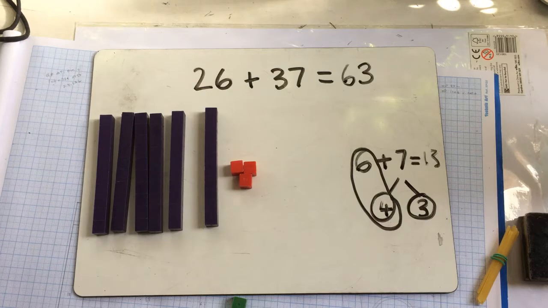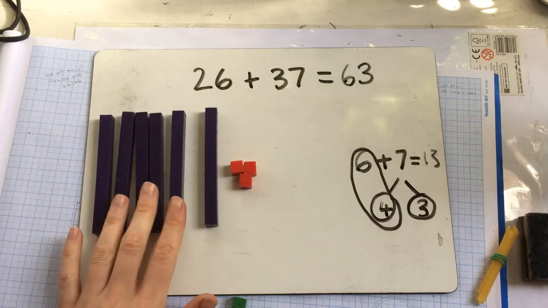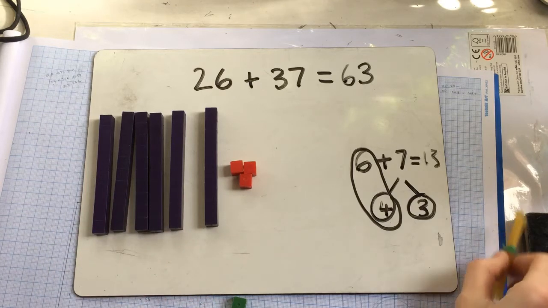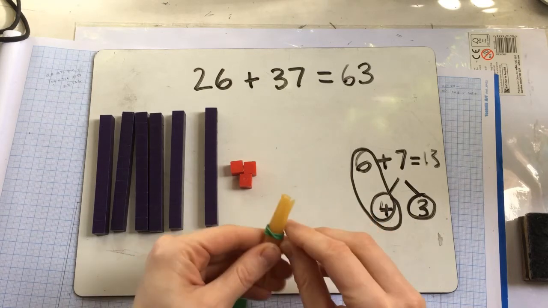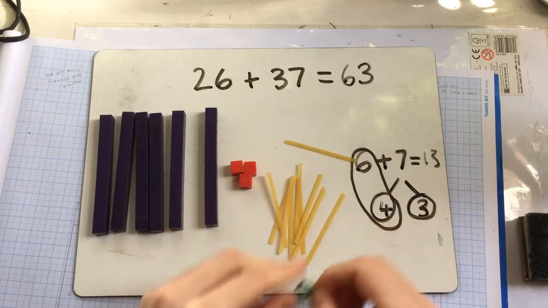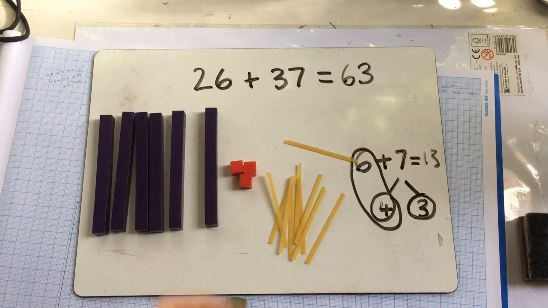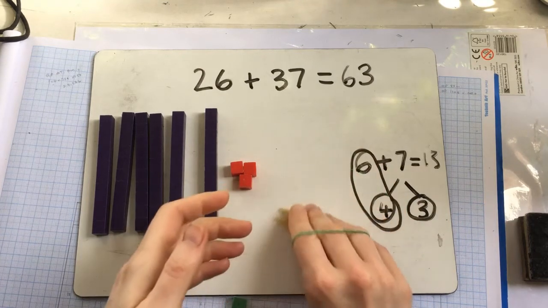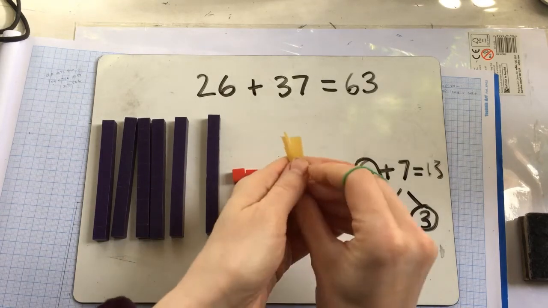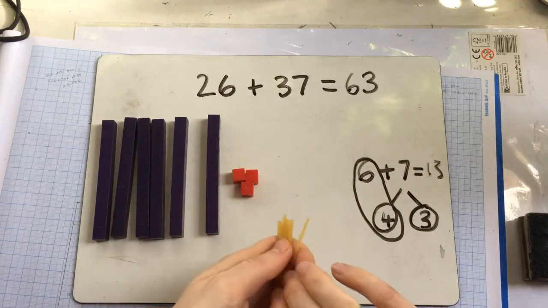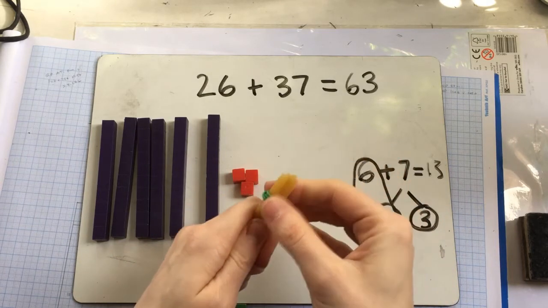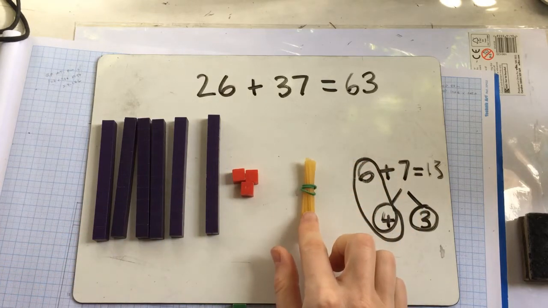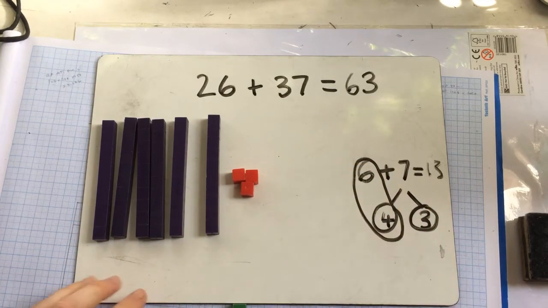So that's how we would show the children and expect the children to do this method using the concrete resources. If you're using bundles of matchsticks or spaghetti, what you can do is, if you've got your 10 pieces, you can encourage the children to count how many you've got, and then instead of exchanging, you can just make that into a bundle of 10 using an elastic band, and that's a really clear way for children to see what's happened. You're grouping those 10 ones into 1 ten. Okay.